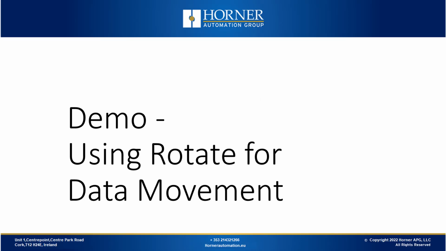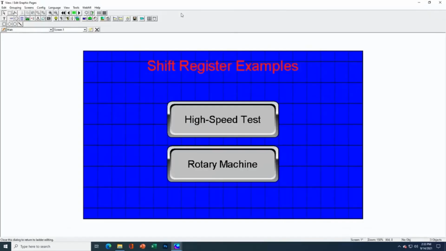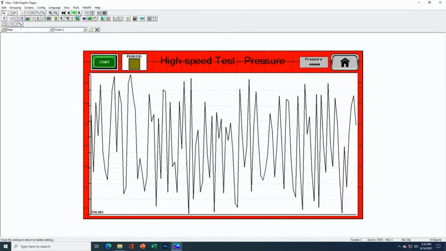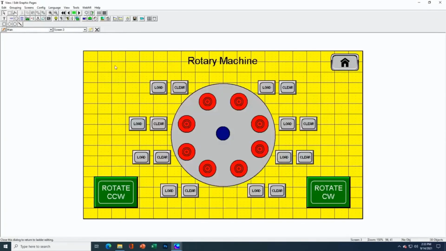Now, we'll demonstrate using rotate for data movement in Cscape. So we're in Cscape. We'll start by going to the graphics editor to look at a graphical representation of our rotary machine. And each of these indicators here indicate a position on the machine.